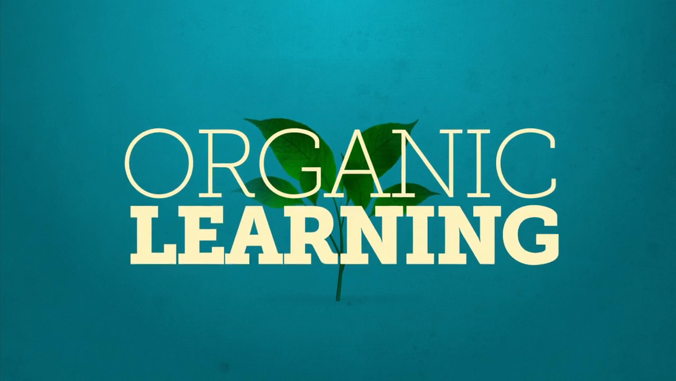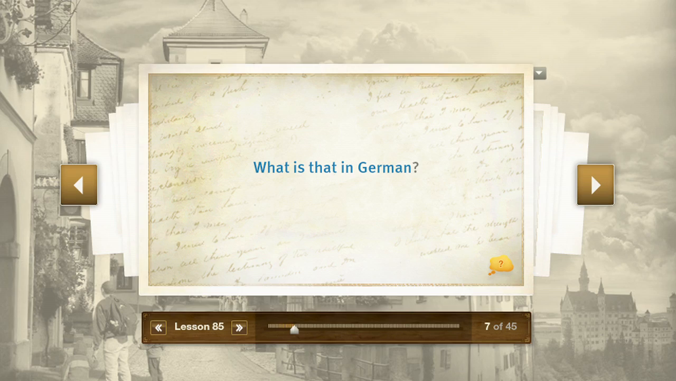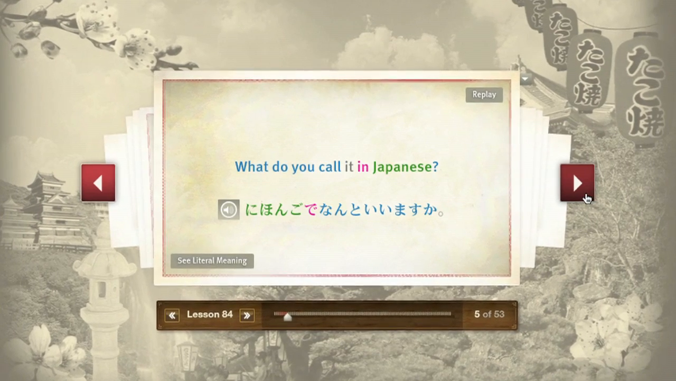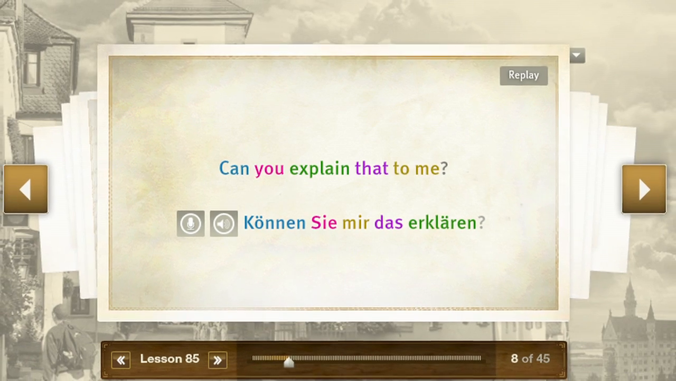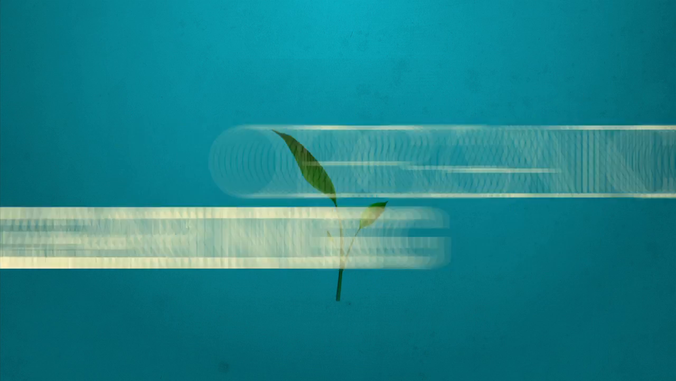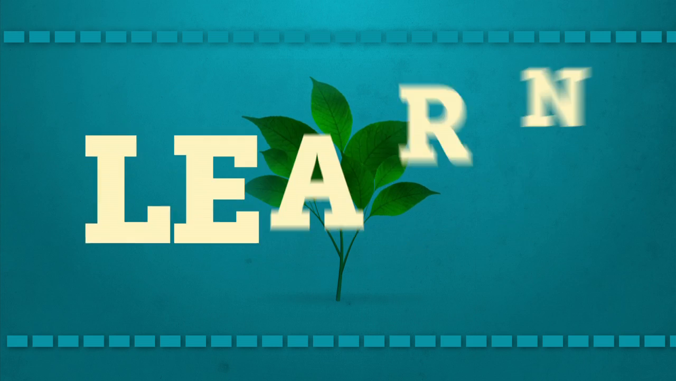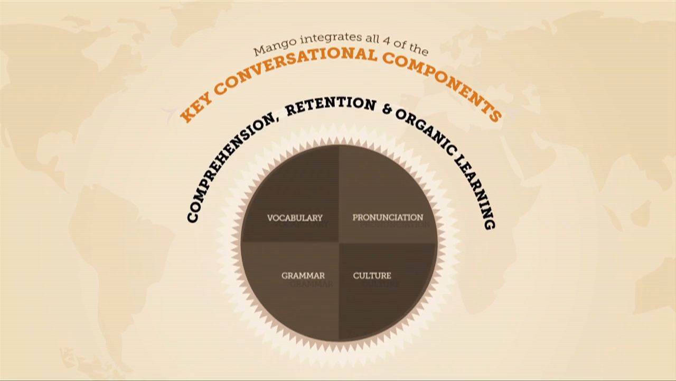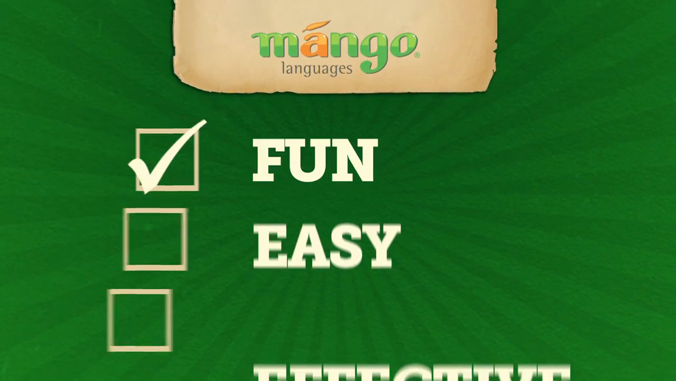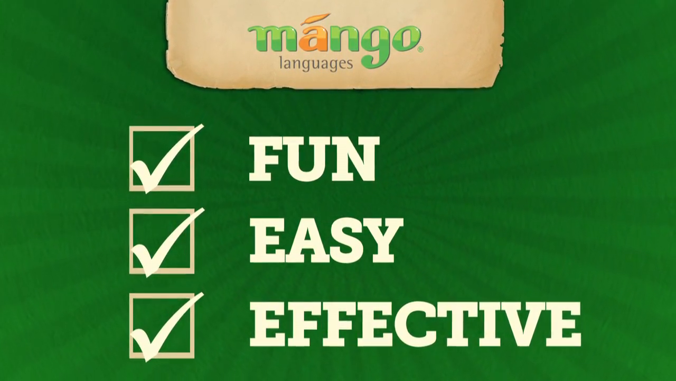That's when our organic learning lessons kick in. They're designed to teach you some of the most useful ways to ask for more information. Asking for a word you don't know, getting clarification on something, or asking someone to speak slower. Organic learning helps you keep building on what you've learned in the lessons. The more you talk, the more you'll be able to learn. Put all that together and you've got intuitive language construction, a fun, easy, and incredibly effective way to learn to speak a foreign language.